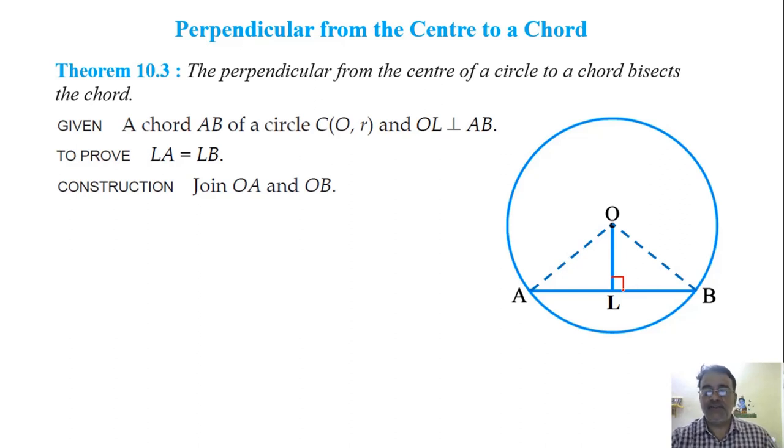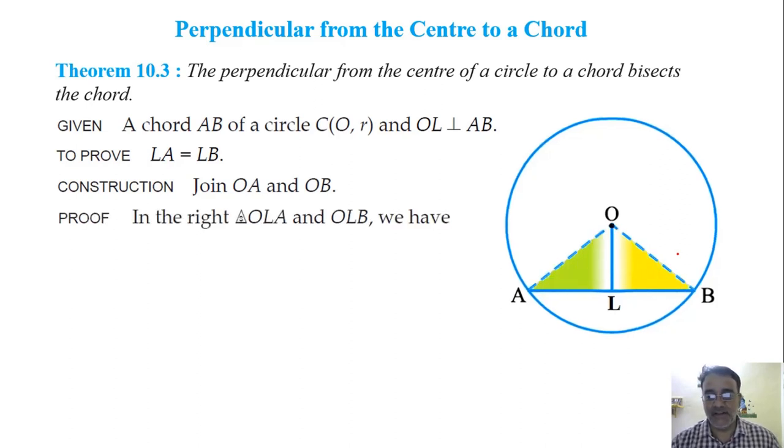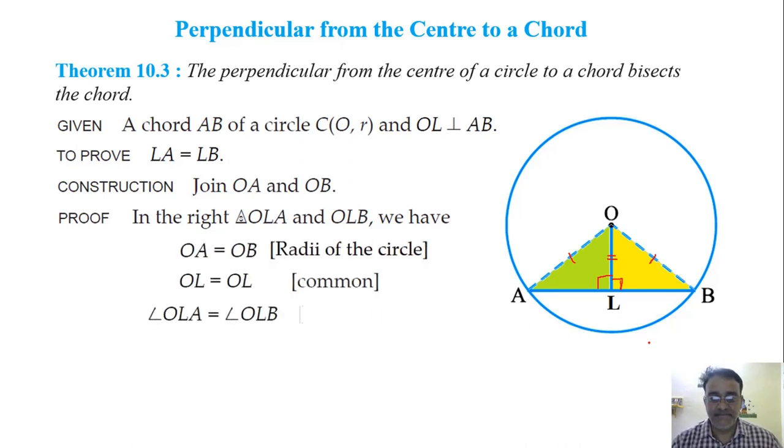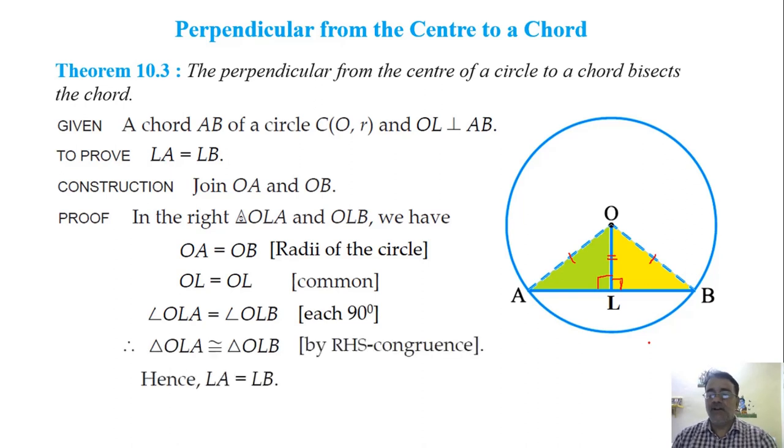Okay. Now we have to prove these two triangles congruent. So let us start by proving these two triangles congruent. How? OA is equal to OB. Why? Radii of the circle. Very good. And these two angles are equal. Why? Each angle is 90 degrees. And OL is equal to OL, common. So these two triangles are congruent by which criteria? RHS criteria. Right. Very good. Okay. So AL is equal to BL, or LA is equal to LB, by CPCT.